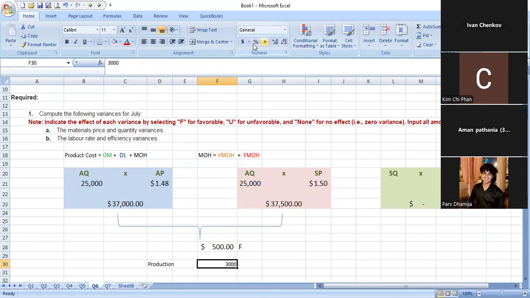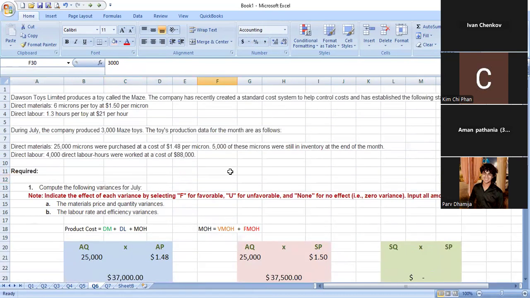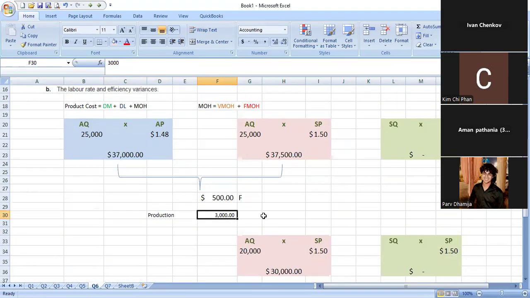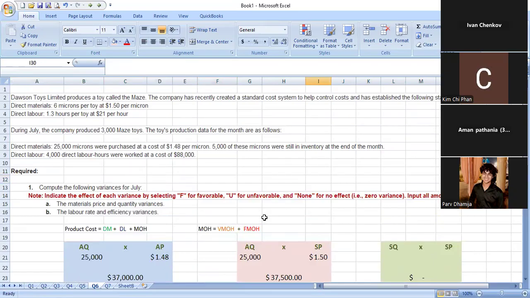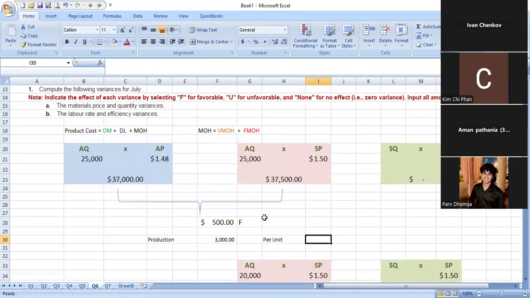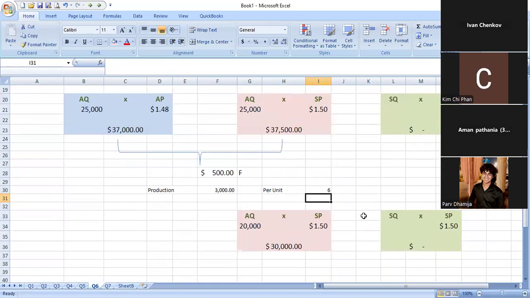For our production, once we get the 3,000, what's the next thing that we need? Standard per one product, right? 6 microns per unit. Good thing is everything is in microns. Imagine if the question is they're using 5 grams, but they're purchasing 300 ton, then it becomes interesting.